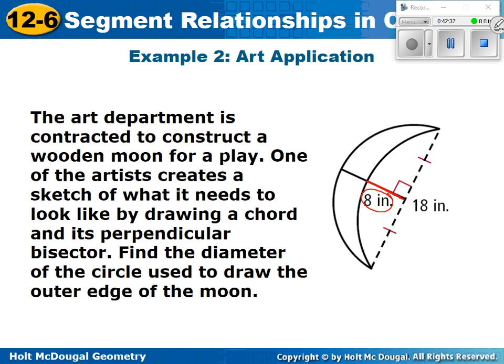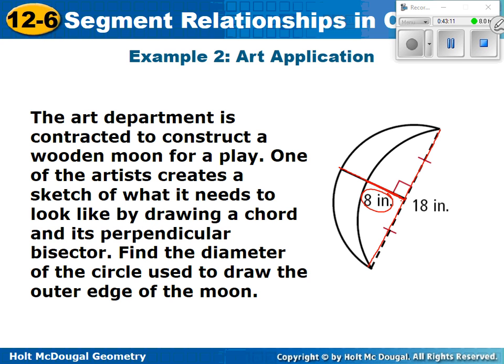The art department is contracted to construct a wooden moon for a play. One of the artists creates a sketch of what it needs to look like by drawing a chord and its perpendicular bisector. So what's the length of the chord in the picture? 18. So 18, the chord's the dashed line. And then they've drawn in the perpendicular bisector of this chord. Right? This is perpendicular and it's bisecting the chord. And we learned they don't even have to tell us it's bisecting it. We learned if it's perpendicular, it's going to bisect it.